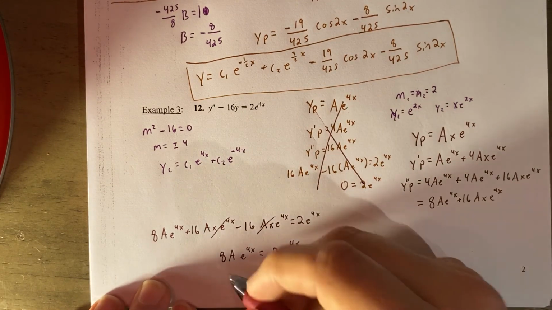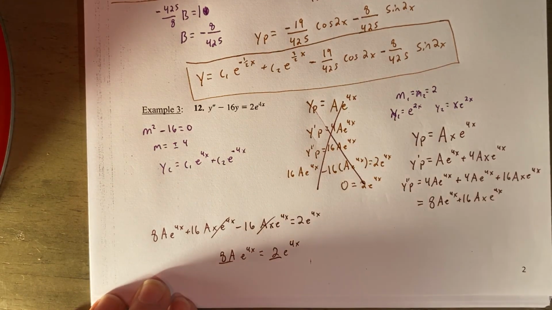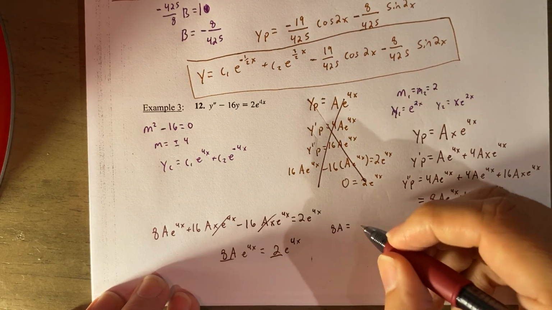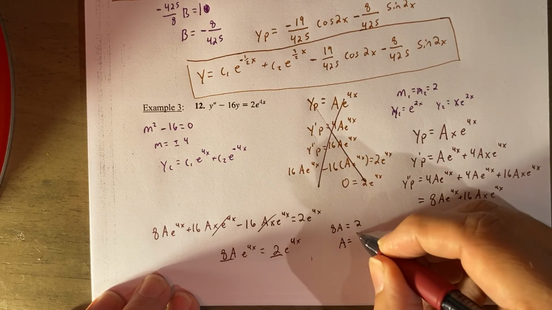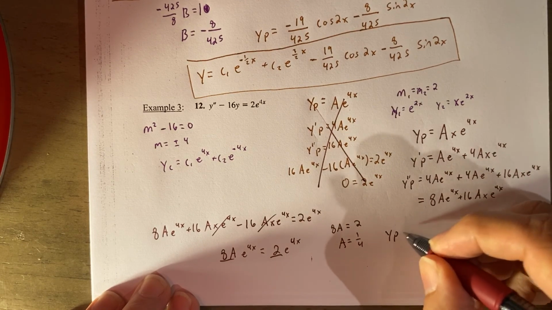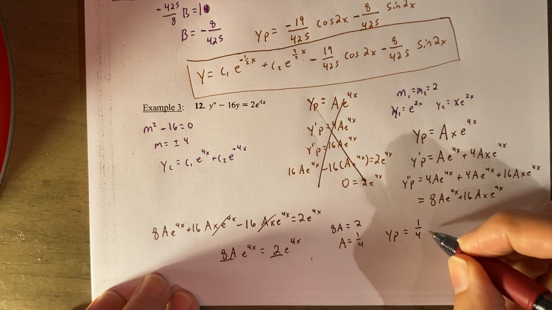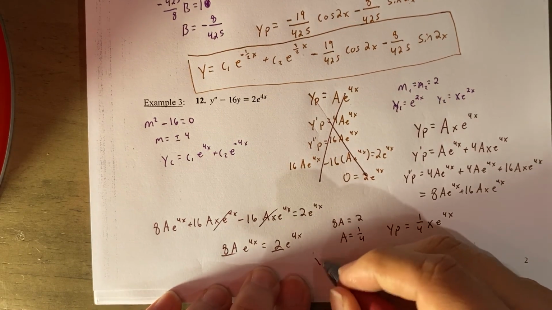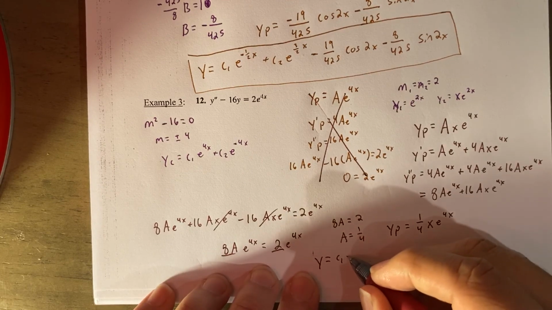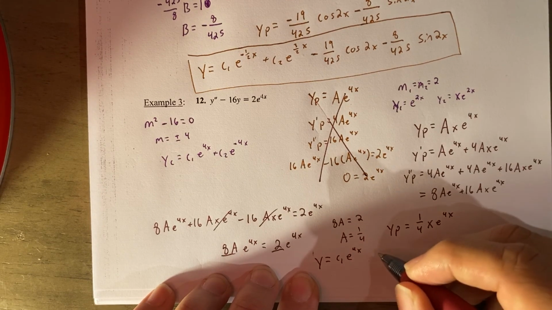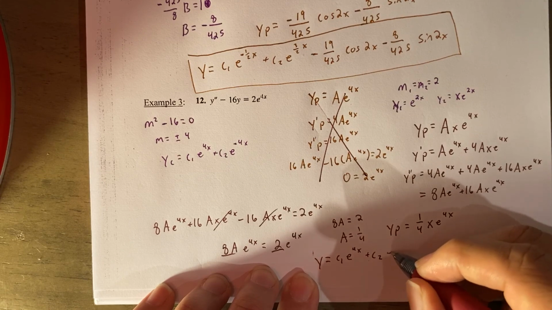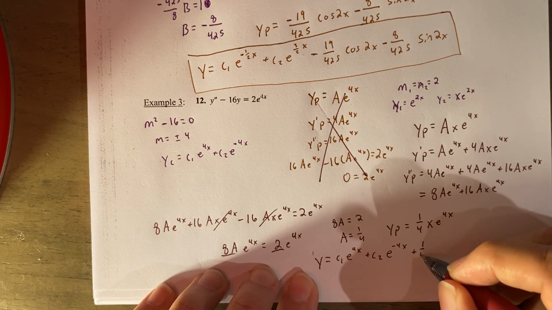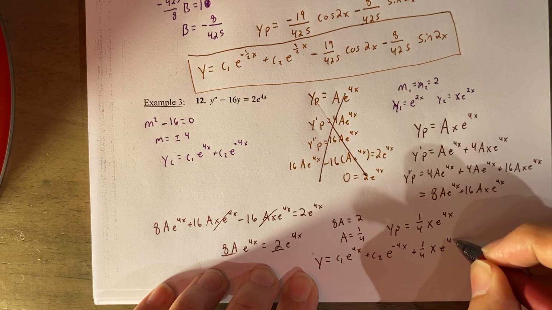And now we set our coefficients equal to one another. So 8a should equal 2, which means that a is going to equal 1/4. So our y sub p is going to be 1/4 x e to the 4x. And so our solution is y equals c sub 1 e to the 4x plus c sub 2 e to the negative 4x plus 1/4 x e to the 4x.